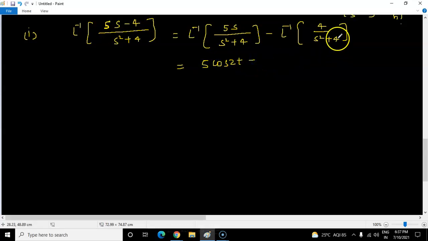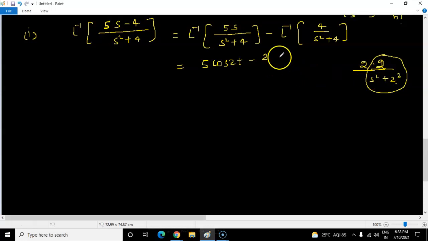Minus as it is only, this is here 4 meaning 2 square. This is 1 by s square plus 2 square. So here we need a here. So a is here 2. So this is 2, but the term here is 4. So I can write it like this also. This 2 will go with the formula, and this 2 will be left as it is. So 2 into this formula a by s square plus a square, which I can write as sine of 2t. This is the f of t.